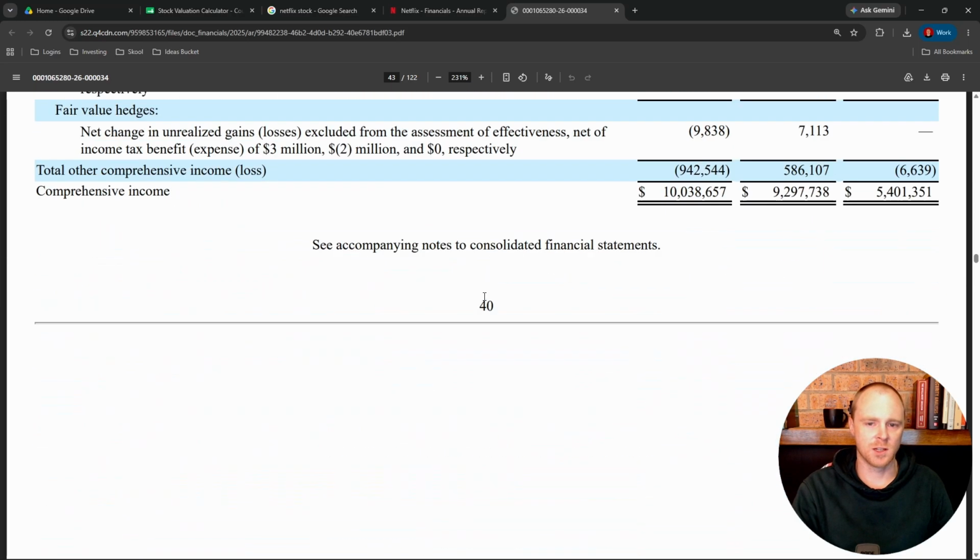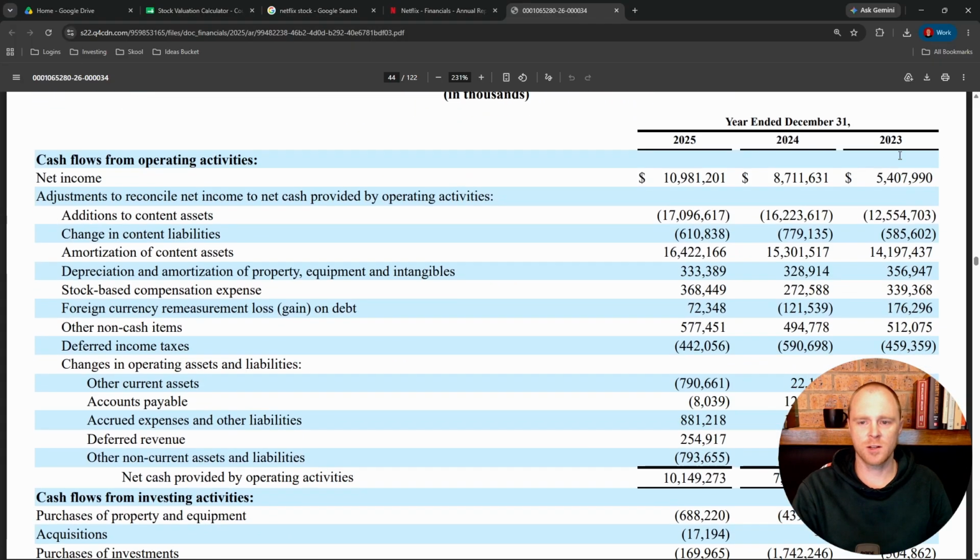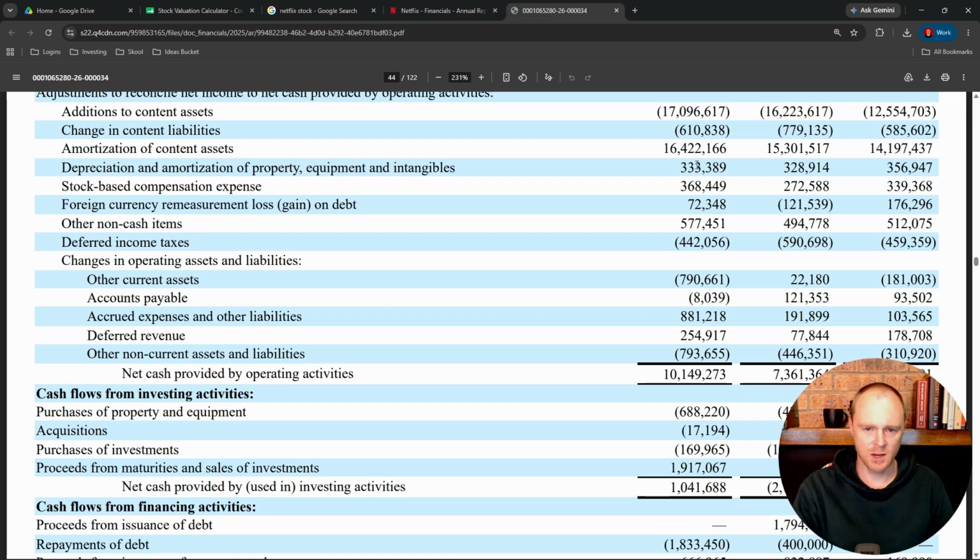Now let's have a look at the cash flows. We can see our net income, the bottom line of the business, was 5.4, 8.7 billion, and 11 billion. Coming out at the bottom, we've got net cash provided by operating activities, 7.2, 7.3 billion, and 10.1. So that is really strong. Now, what are the purchases of property and equipment? So our CapEx, we can see that's increasing. It's a lot less than the net cash though, so that's really good.